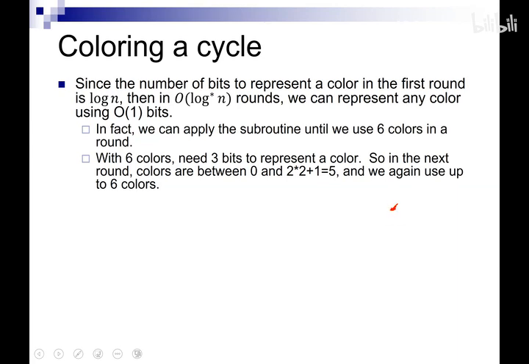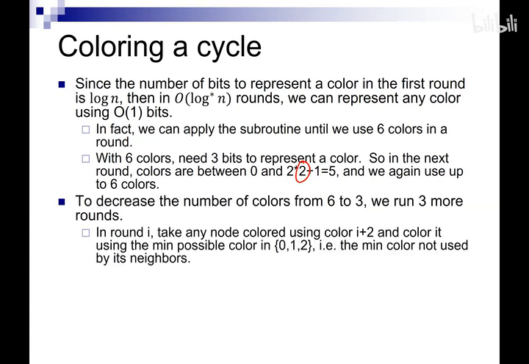And so in the next round, the maximum color that you can have is going to be 2 times 2 plus 1, so 5. Therefore, in the next round, you are again going to have to use 6 colors. So once we're down to 6 colors, the subroutine doesn't work anymore; we can't reduce the number of colors. But we actually know that on a cycle, we need to use at most 3 colors. So now we can go down from 6 colors to 3 colors.